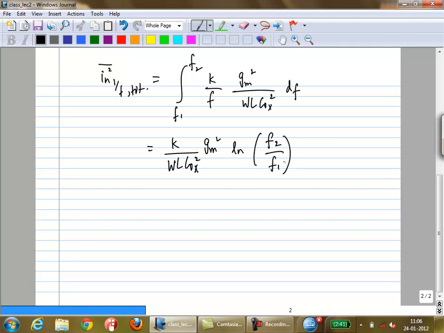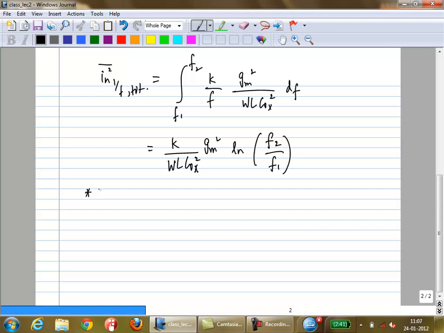If you integrate 1 over F, you get ln F. From F1 to F2, you get ln of F2 over F1. What does this actually tell you? Let's say you look at 2 decades of frequencies. If you integrate from 100 Hertz to 1 kilohertz, and if you integrate from 1 gigahertz to 10 gigahertz, the overall integrated 1 over F noise is going to be the same. That's an interesting property.